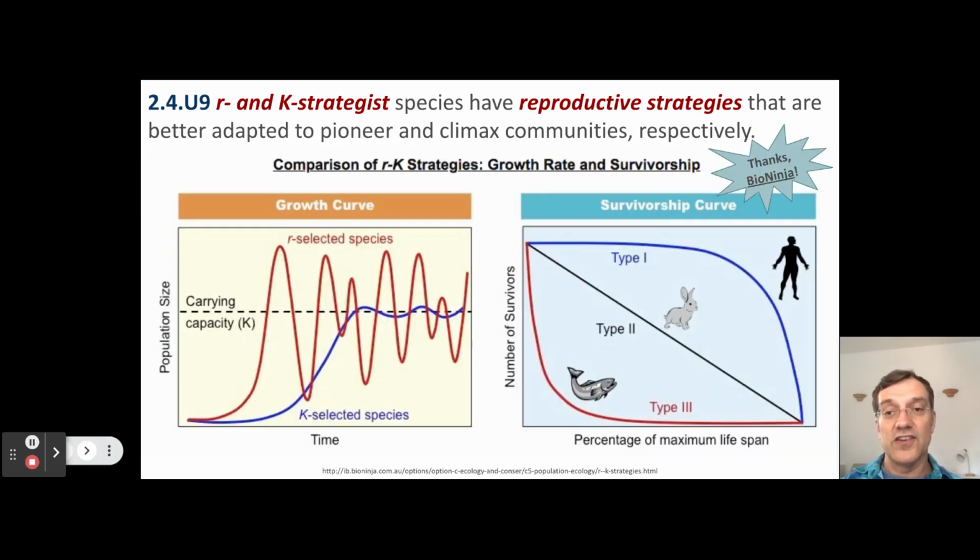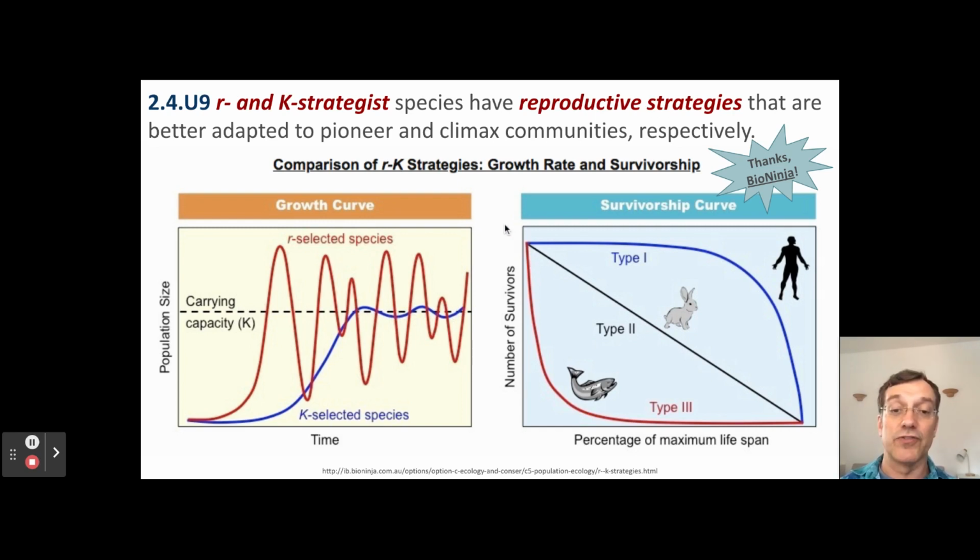We can see these differences graphically. The red line here are your r-strategists. Right? They reproduce extremely rapidly, they overshoot the carrying capacity of the environment, and they suffer extreme dieback. Then they reproduce really rapidly again, and so they tend to have these really wide fluctuations in population levels. Whereas the K-strategists reproduce very slowly over time, and as they approach the carrying capacity, their populations will fluctuate somewhat, but they remain very close to the carrying capacity.